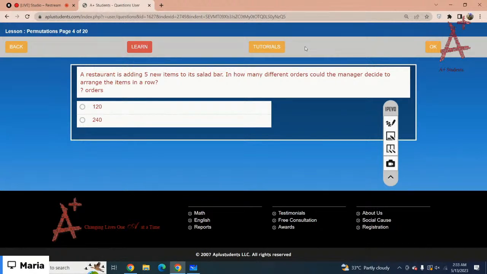5 items. Got it? You need to calculate 5 factorial. So, 5 factorial is 5 times 4 times 3 times 2. It would be 120. The correct option is 120.